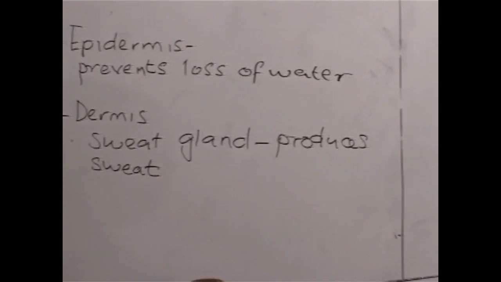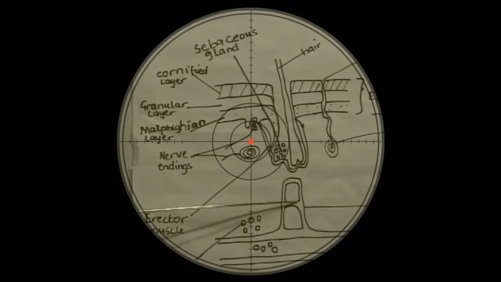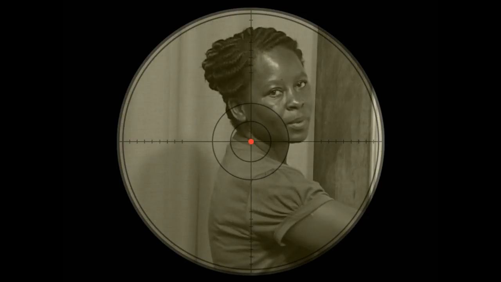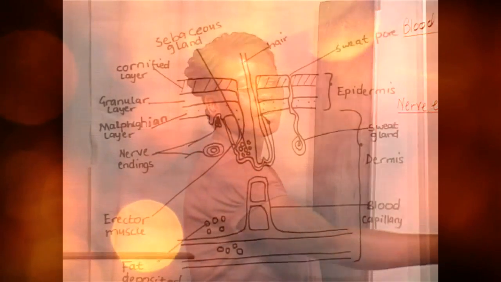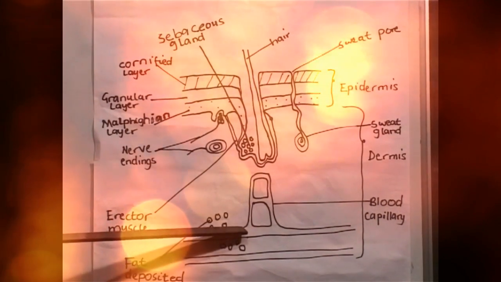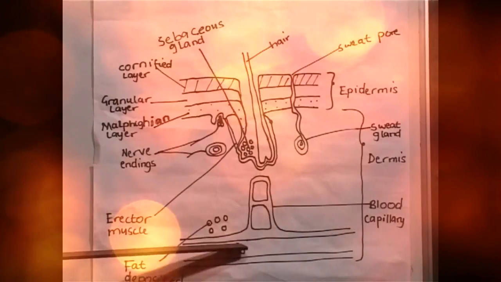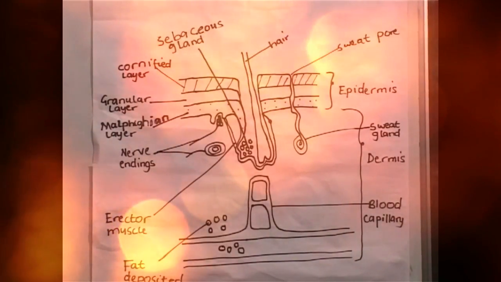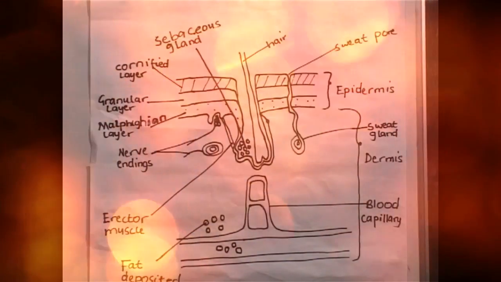Apart from that, we have the blood capillaries. So the blood capillaries are important because you know that the skin is living. It's an organ of the body. Therefore, it requires food, it requires oxygen. So the blood capillaries bring the nutrients to the skin, that is food and oxygen.